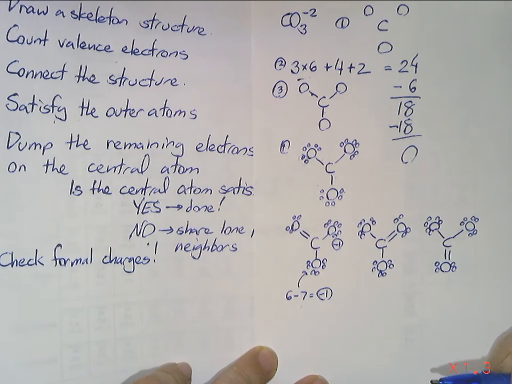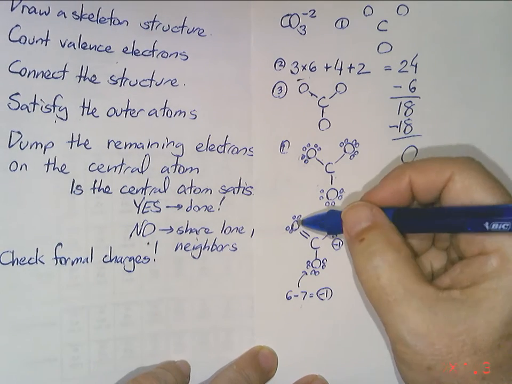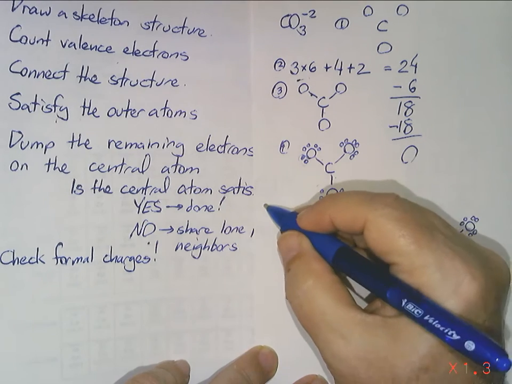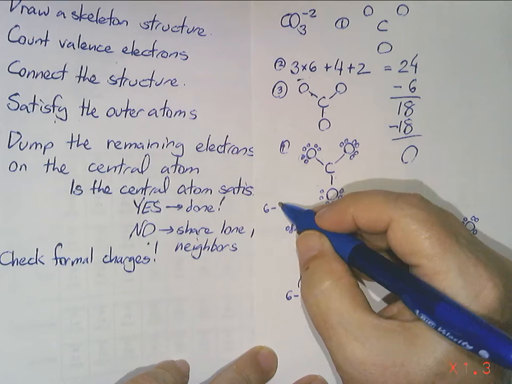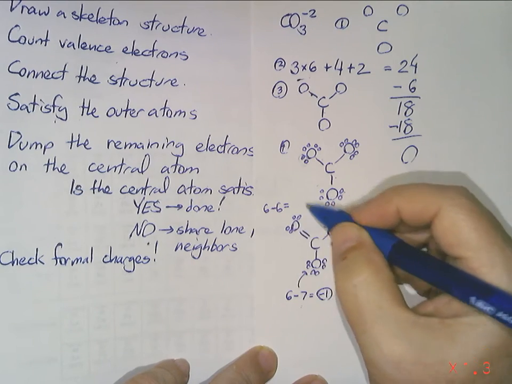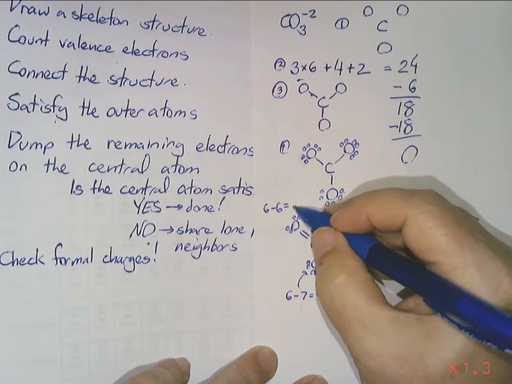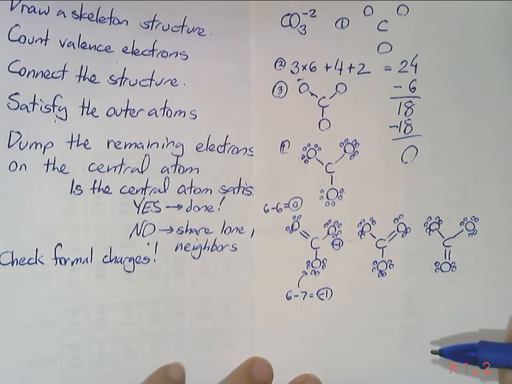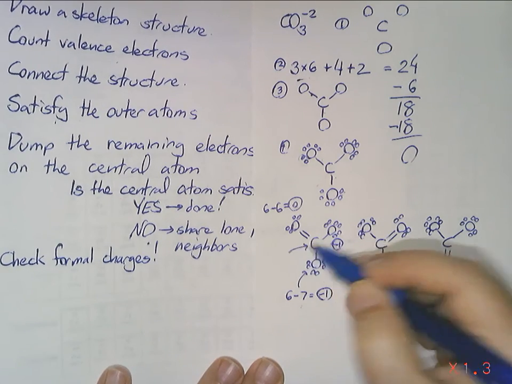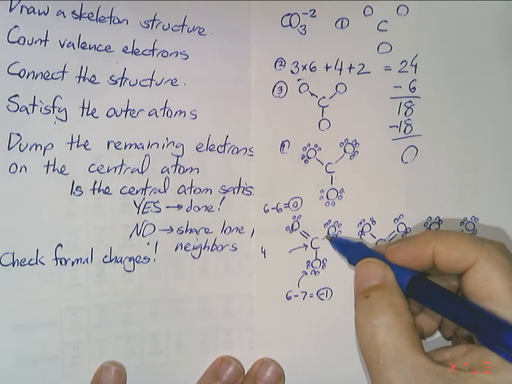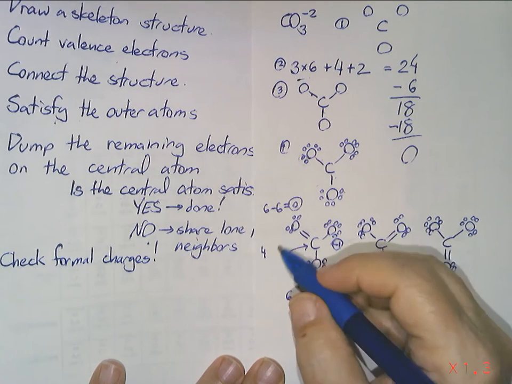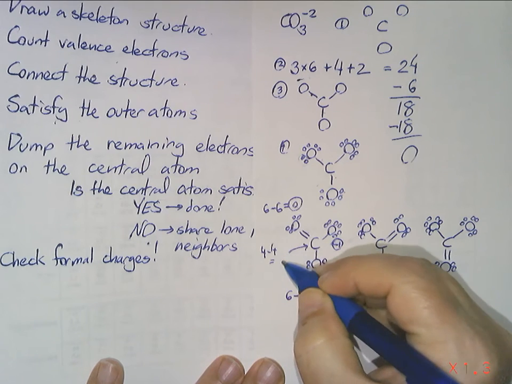It'll have a -1 charge. What about this oxygen? It's going to have 6 minus 1, 2, 3, 4, 5, 6. I'm counting sticks and dots with that second number, not electrons. So that is a 0 formal charge. And how about the carbon? Carbon has got 4 valence electrons minus 1, 2, 3, 4 sticks and dots, which is a 0.